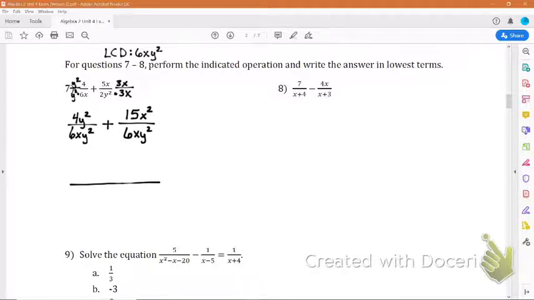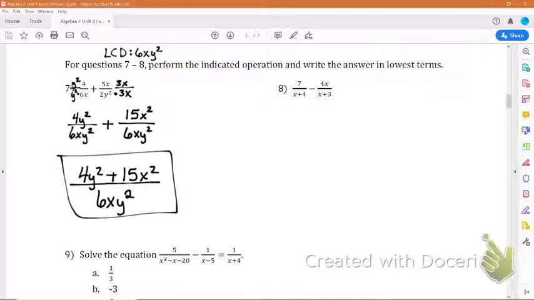So I'm just pulling that plus sign up. So 4y squared plus 15x squared. They're not like terms. You can't add them together, but you can put them beside each other with addition. And then what's your denominator? 6xy squared. Circle it, you are done.